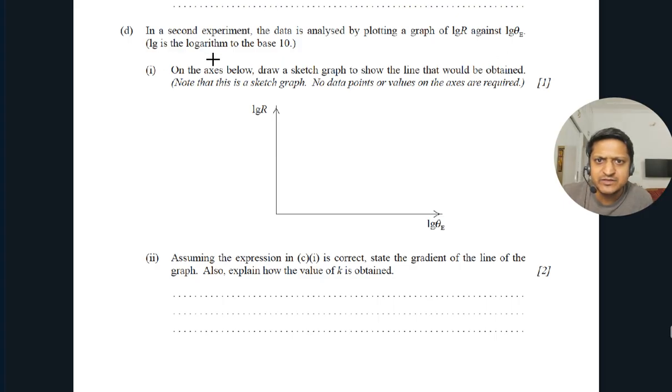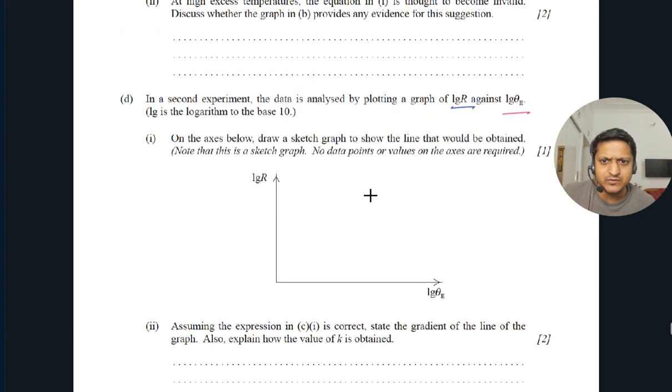In the second experiment, the data is analyzed by plotting a graph of log R against log theta E. On the axis below, draw a sketch of the graph to show the line that would be obtained. Okay, not that. This is a sketch graph. No data points.